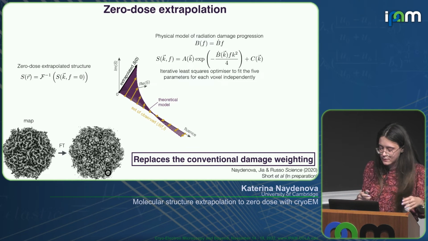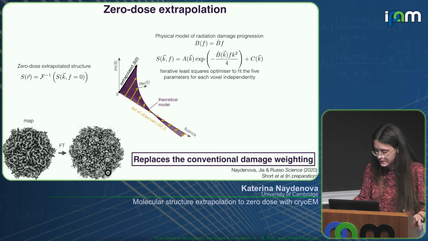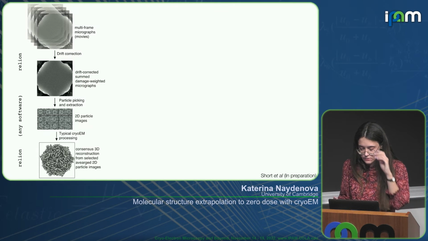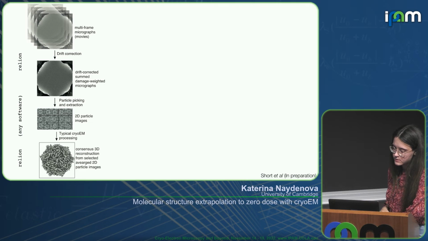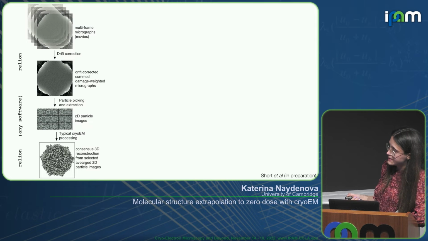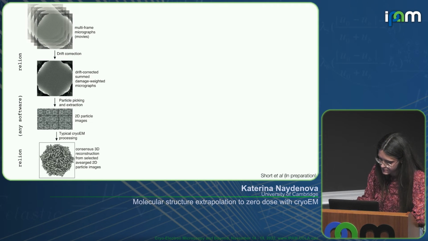And this is meant to replace any damage weighting, which is what we're currently used to. So this is how this would fit into your standard cryo-EM data processing. You would still get your multi-frame movies, and you would drift correct them, meaning just whole frame alignment. And you will work with this drift corrected, potentially damage weighted micrograph to do all the usual stuff in whatever your favorite software is, like particle picking, 2D classification, 3D classification, refinements, etc., until you get your consensus map from your favorite particles and you have determined their 3D orientations and 2D offsets.